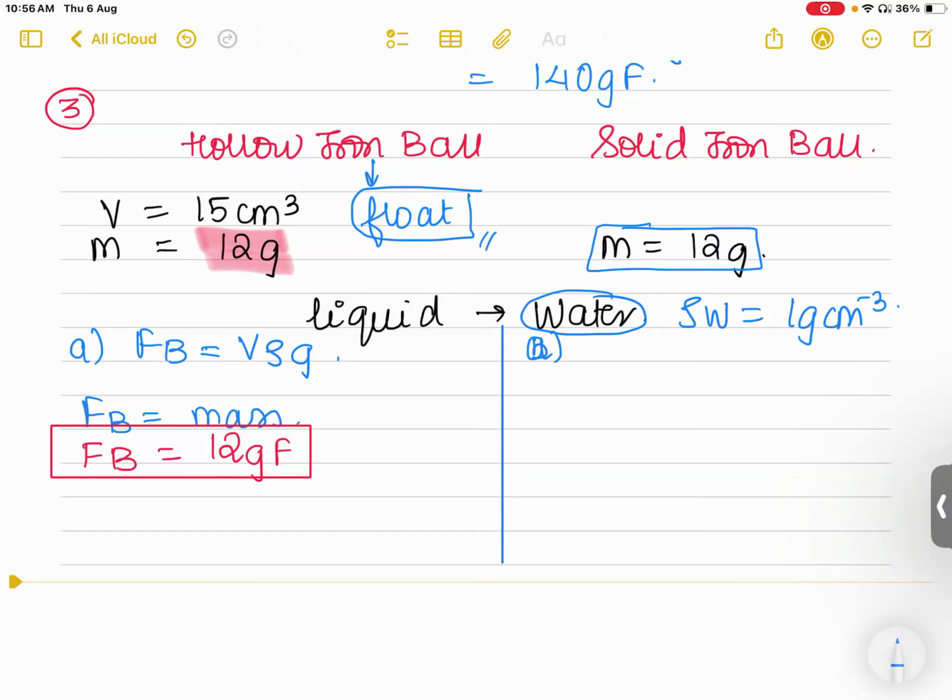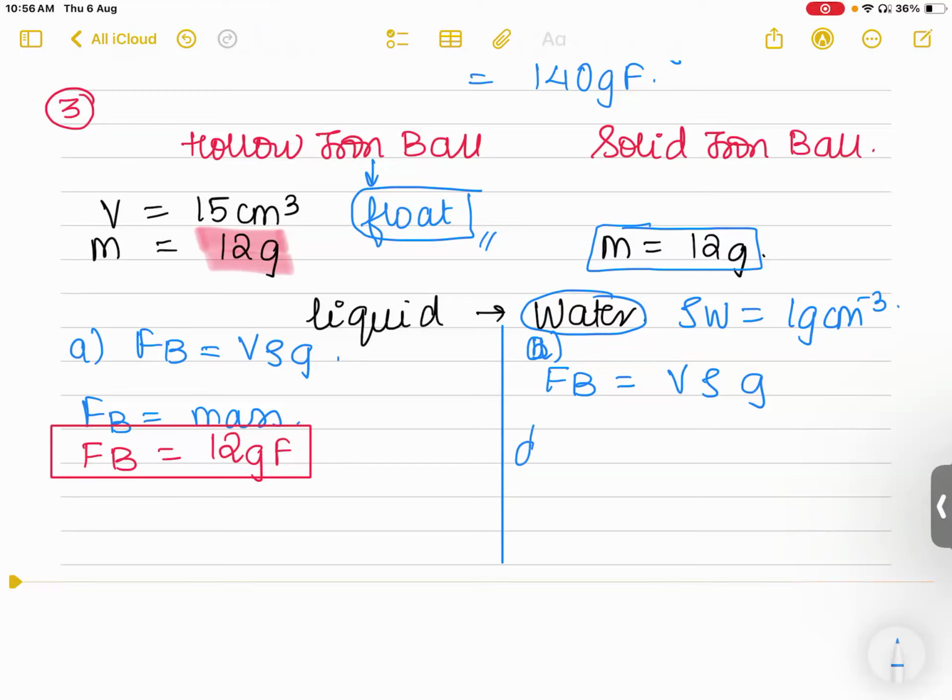Okay, guys. So we will write over here FB is equal to V rho g. Here V represents the volume of the object. Guys, have they given us the volume of the object in this case? I don't think so. They have not given it. So we will first have to calculate what is the volume of that object. To calculate the volume of the object, what formula should we prefer, guys?